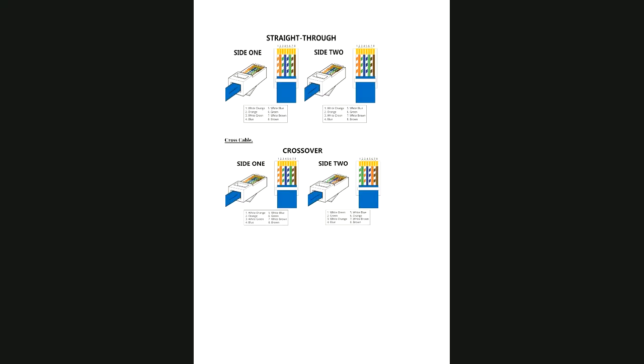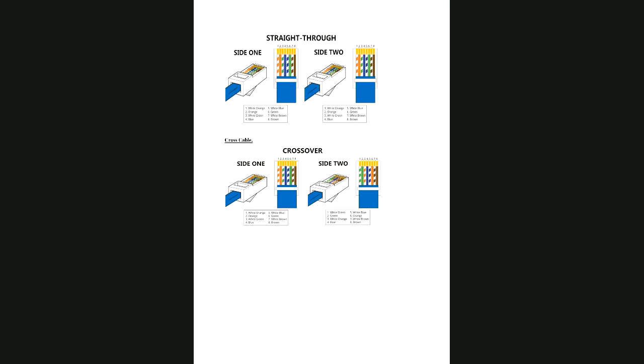Then straight through and crossover cables can be Cat3, Cat5, Cat5e, Cat6 UTP cable. The only difference we have is the wire arrangement, the arrangement of the cable for serving different purposes. Now we'll see in this particular diagram that there are two different cables I have represented here. One is the straight through cable and one is the crossover cable.